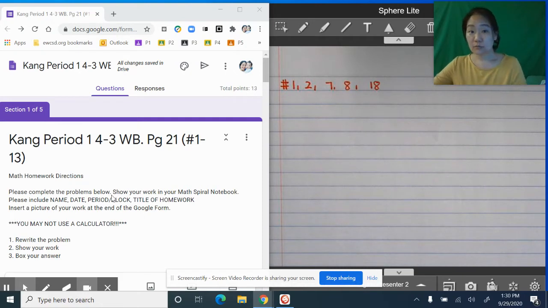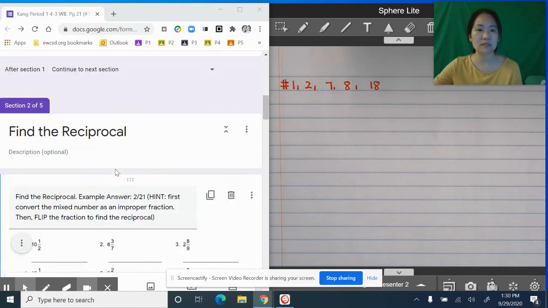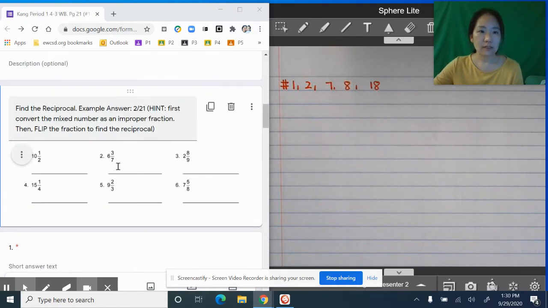For today's homework help, it is Module 4-3, workbook page 21, 1 through 13, and it is on dividing mixed numbers. So last time we talked about dividing fractions, regular fractions. Over here, the first 6 problems say find the reciprocal. And last time we talked about how the reciprocal is simply when you flip the first fraction. Of course there's more to talk about, but I'm just going to end it at that.